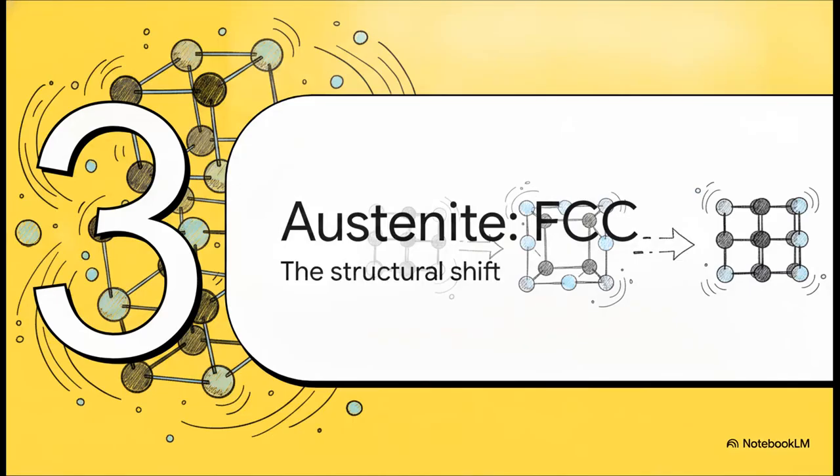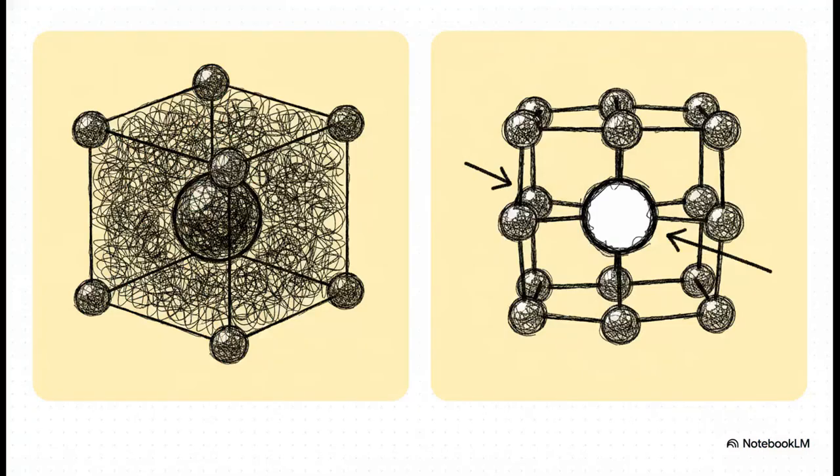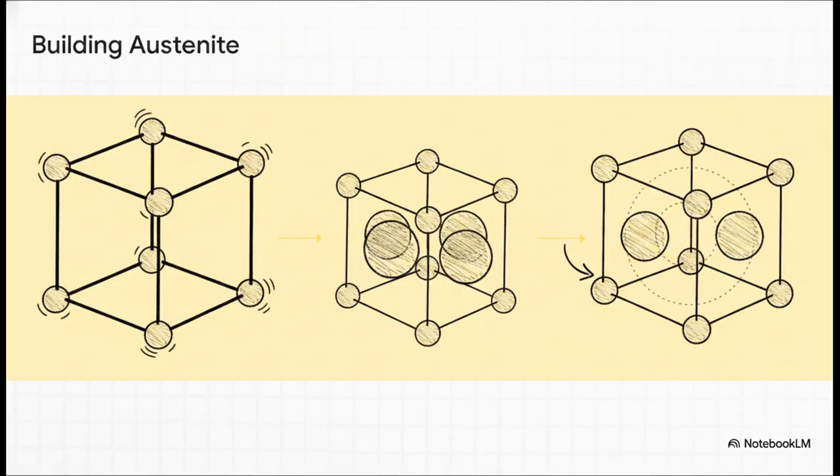Part 3. Austenite, face-centered cubic, the structural shift. Now let's completely shift gears and look at our second model, austenite. This one uses the FCC structure, and it acts very differently. Check out this contrast. Ferrite uses 9 total atoms, and its center is solidly filled. But austenite? It jumps all the way up to 14 total atoms. Its faces are filled, but, and here's the wild part, even with those extra atoms, austenite's center is actually entirely vacant. Let's physically picture how this actually works.